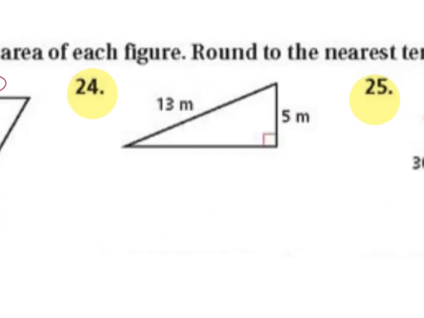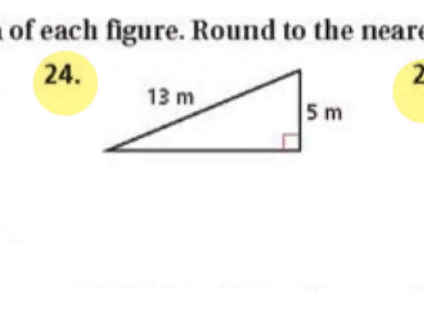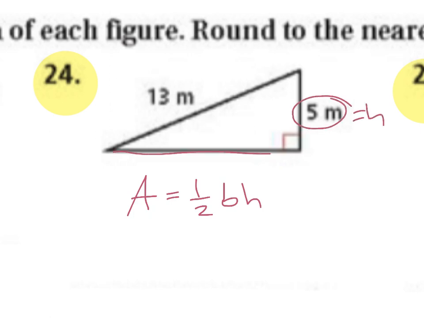Okay, 24. We need to find the area of a triangle. We know the area of a triangle is 1/2 base times height. So it gives us the hypotenuse, which is neither our base nor our height. Remember, our height has to be perpendicular, so this 5 is our height, and then this base here is our base. So we need to find the length of this.